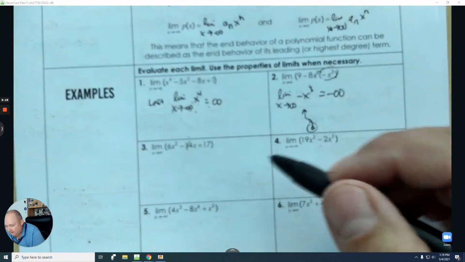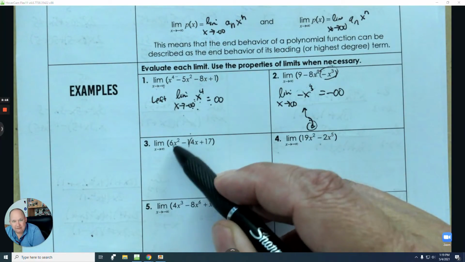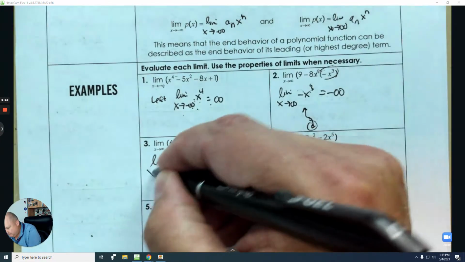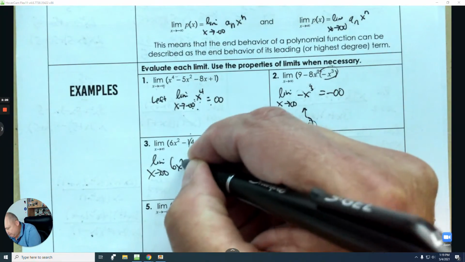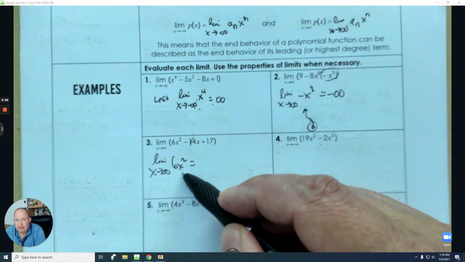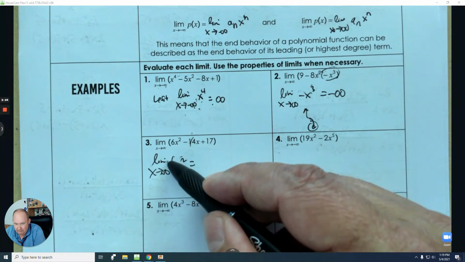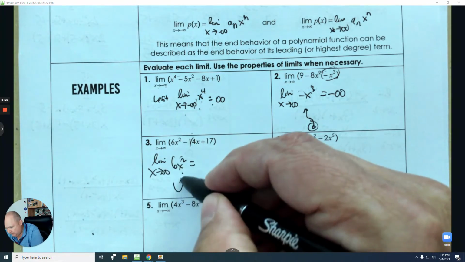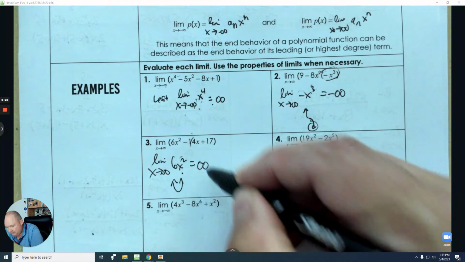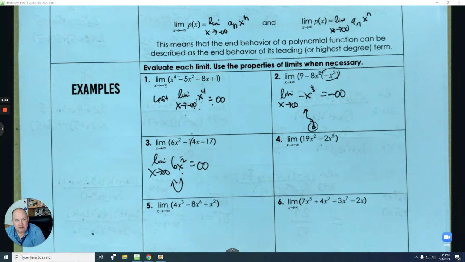Number 3, identify the power term. That's 6x squared. Understand the power term is even with a positive coefficient, so both ends go up. So if both go up, then definitely the right end is up.